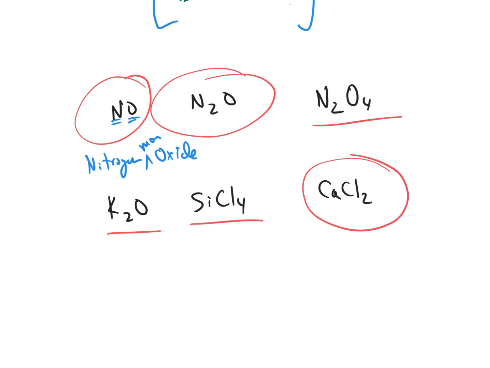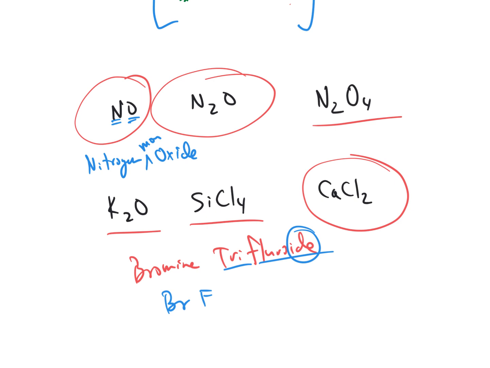I meant write the chemical formulas if we have a name, I should say. For example, if this is bromine trifluoride, can you tell me what that is? Bromine trifluoride. Br, bromine is Br. Tri is 3, so it's F, fluoride. Change the ending to IDE. Just go backwards, right? BrF3. Are we good?